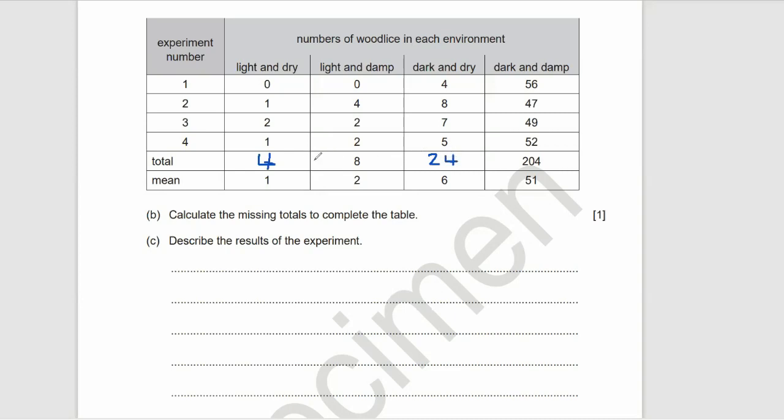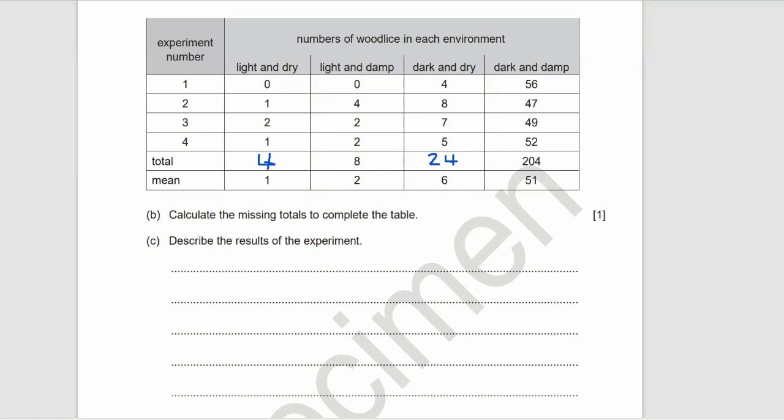So you can work out sometimes in these tables what you have to do by looking at the data that is completely filled in and working out what it is they've done. If you can't work it out yourself, that is. Right, describe the results of the experiment. So now what we need to do is, it's asked us just for a straightforward description of the results.